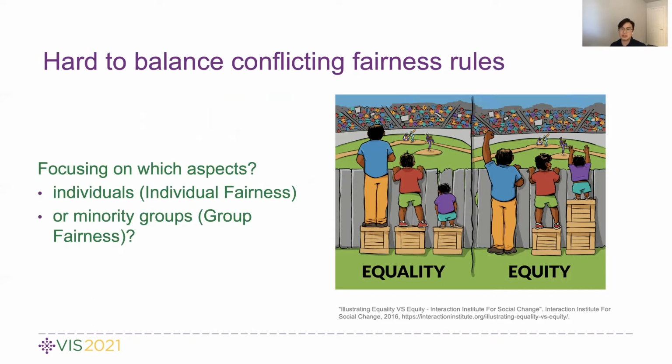The picture shows the difference between equality and equity, which corresponds to individual fairness and group fairness. Individual fairness focuses on whether similar individuals are treated consistently, and group fairness focuses on whether groups of the population have the same probability of being assigned a positive outcome. We can see these are essentially conflicting, because if one of them is guaranteed, the other will not be.